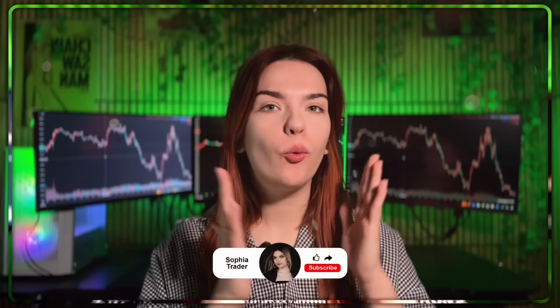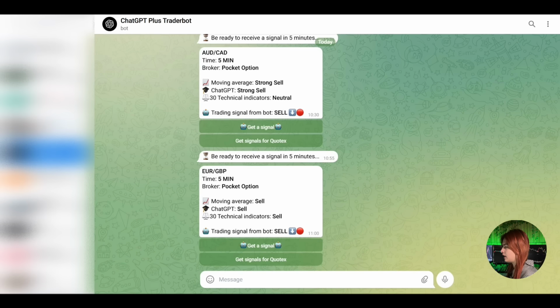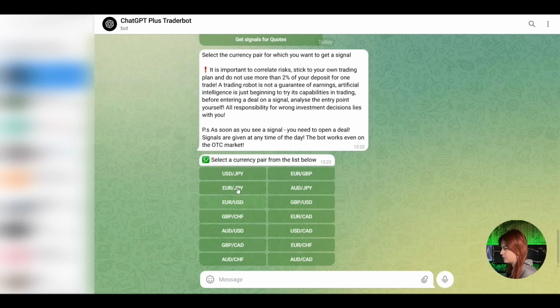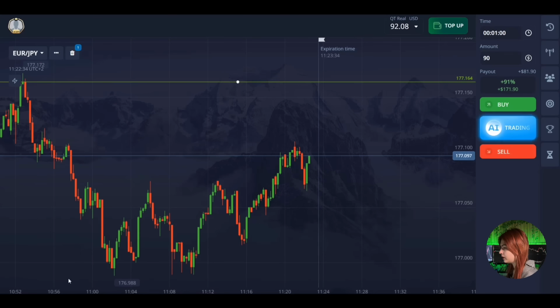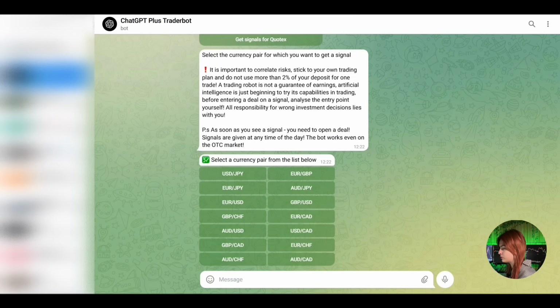And now let's go to the chatbot Telegram channel and click on the get signal button. After that, the bot sends a list of currency pairs for us to choose from. Here we'll select the currency pair we need. For example, guys, we currently have the EUR/JPY currency pair selected on the Pocket Option platform. Therefore, we find this currency pair and click on it.